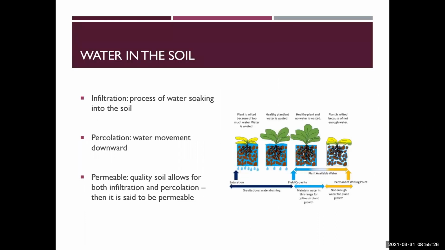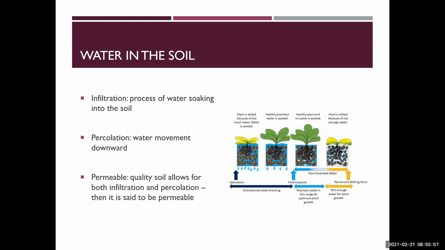So then we also have water in soils. Like I said, about 25% of soils is water. We usually talk about infiltration, percolation, and permeability. Infiltration is the process of water soaking into the soil. Percolation is the movement of water downward, even deeper into the soil. And how permeable the soil is is the quality of the soil that allows for both infiltration and percolation.